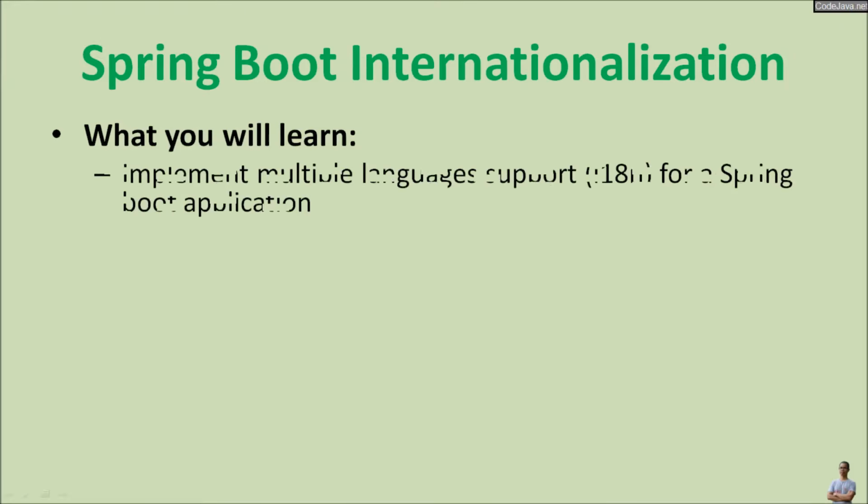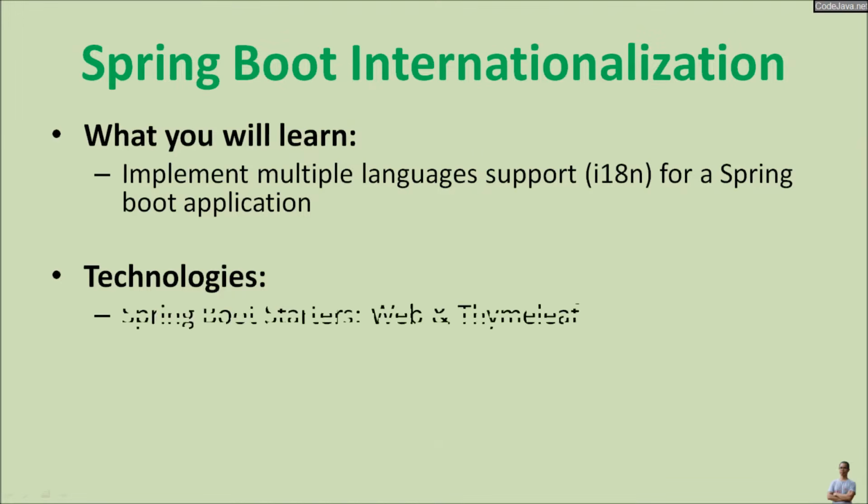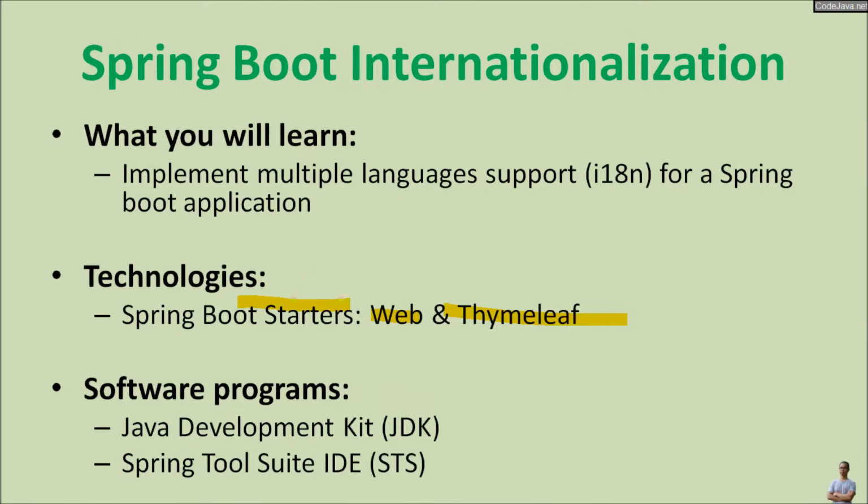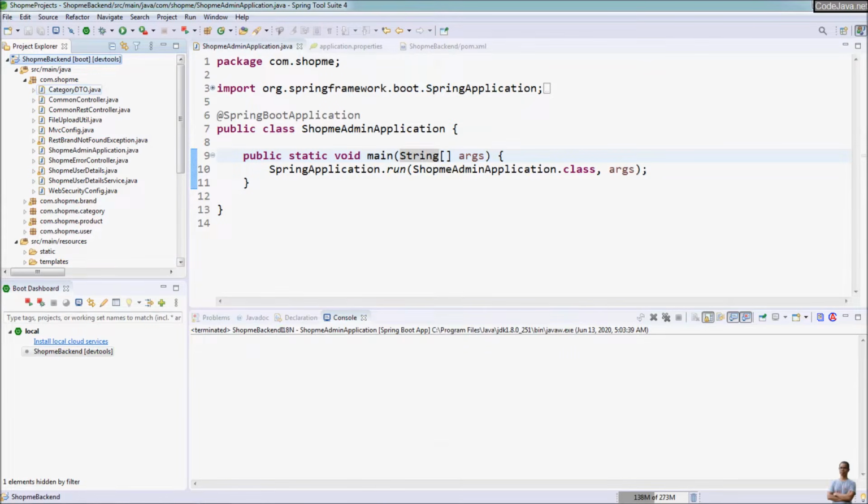Through this video, you will learn how to implement multiple languages support, internationalization or i18n, for an existing Spring Boot application. Suppose that we have an existing Spring Boot project using the starter web and Thymeleaf, and I'm using the following software programs to develop: Java Development Kit JDK and Spring Tool Suite IDE, STS. You see, this is a Spring Boot project in Spring Tool Suite IDE.